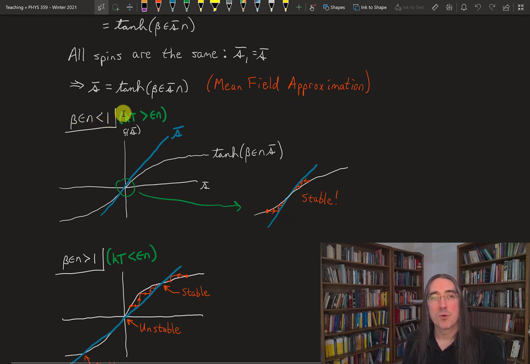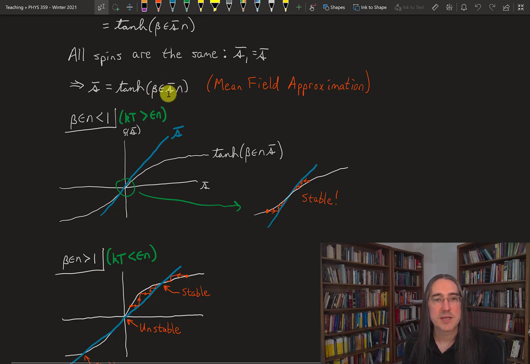So for beta epsilon n less than 1, which is to say if I multiply both sides by kT, kT is bigger than epsilon n, so we're in some sort of high temperature limit. Our energy available through the heat bath, or our energy that connects with temperature, is bigger than the interaction energy scale for my spin with all of its neighbors. So if we do that, that means that all this stuff is less than 1.